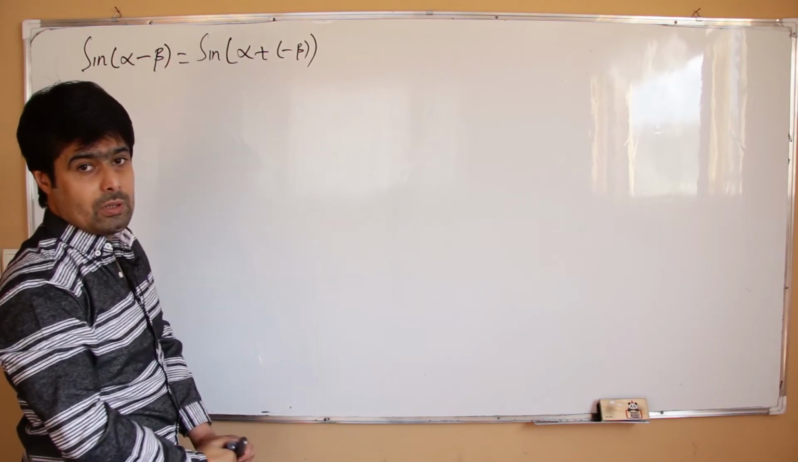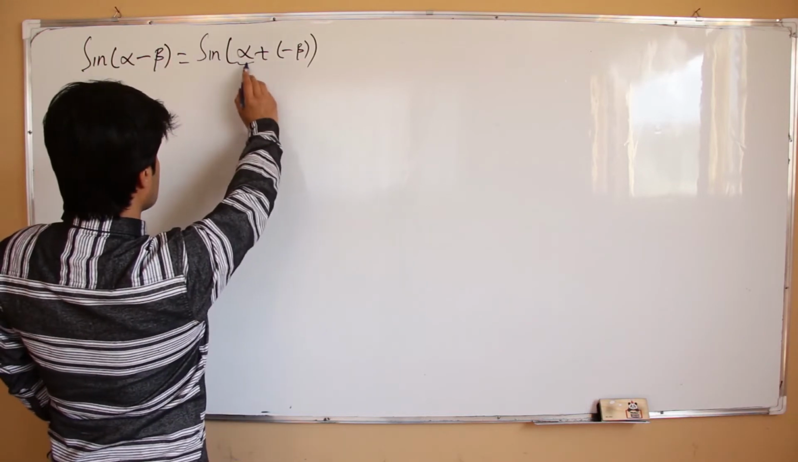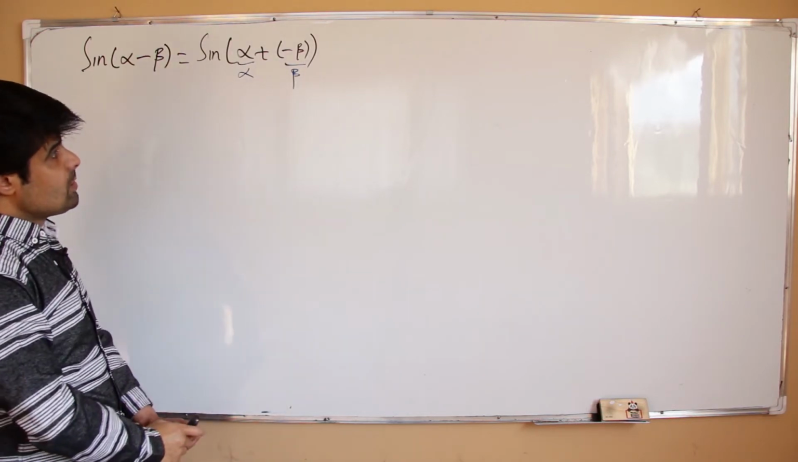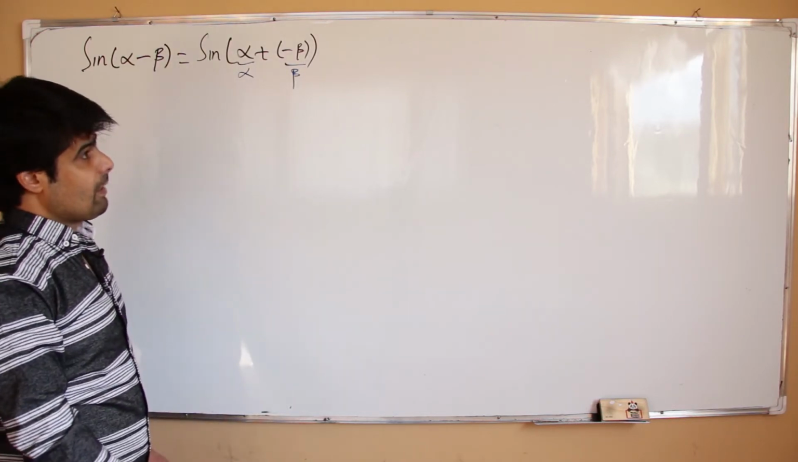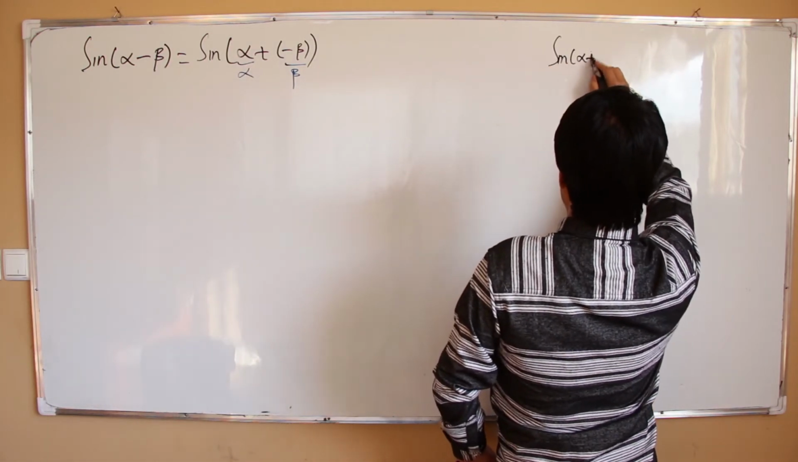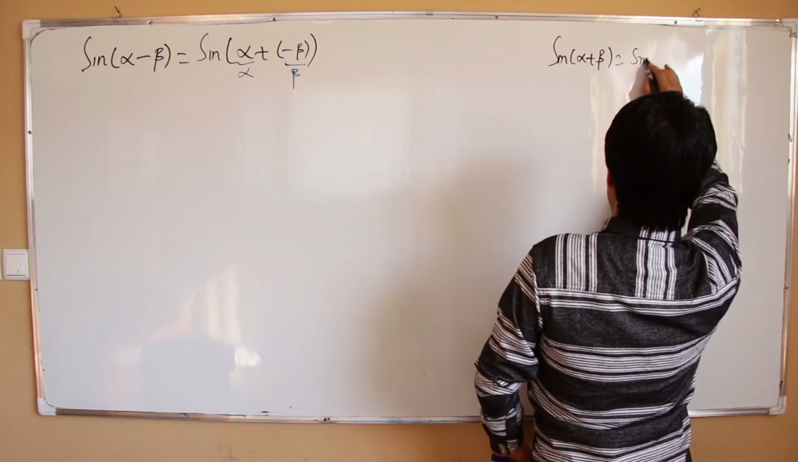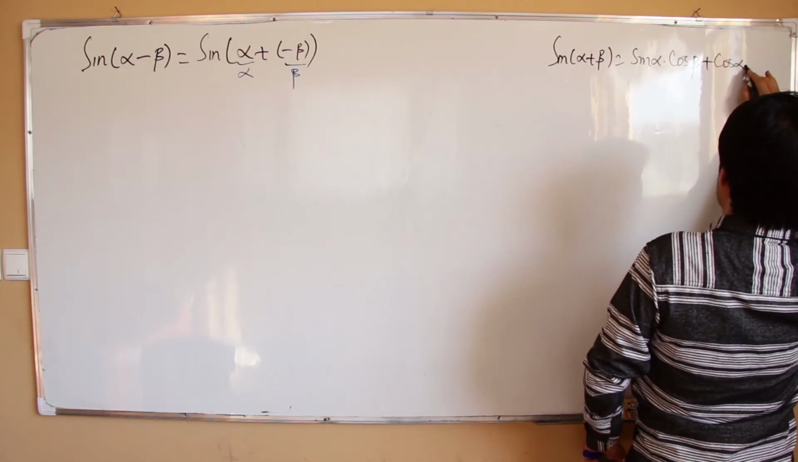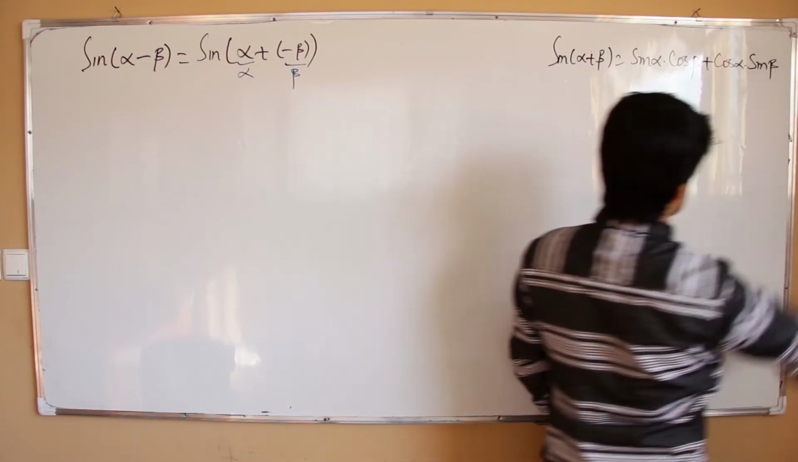Yes, suppose beta is a negative angle. This is our alpha and this is our beta. So, what is the formula for sine of alpha plus beta? Sine of alpha plus beta is sine alpha cosine beta plus cosine alpha sine beta.